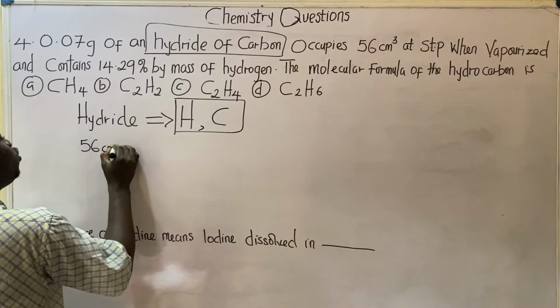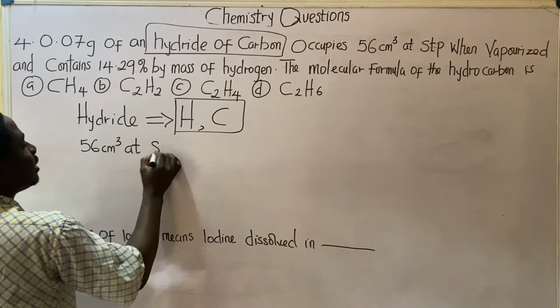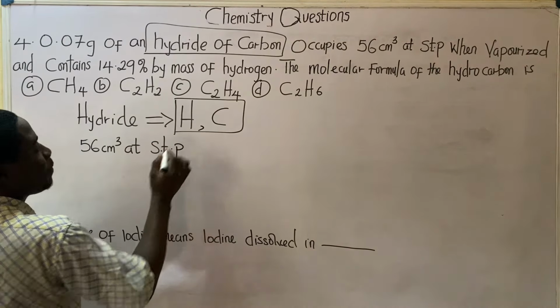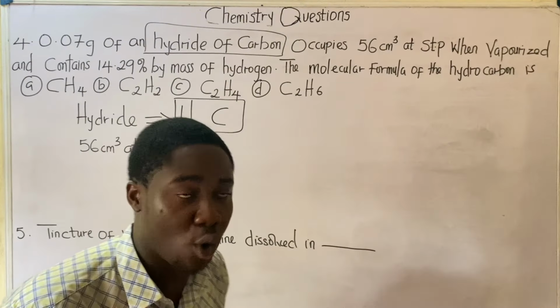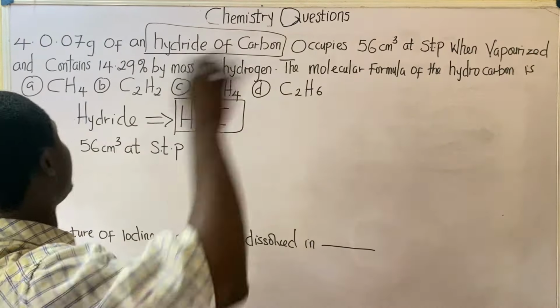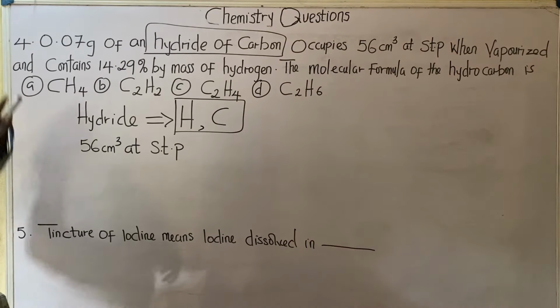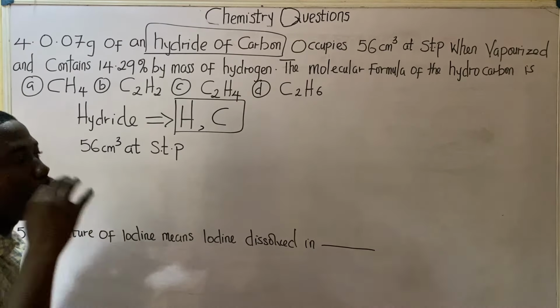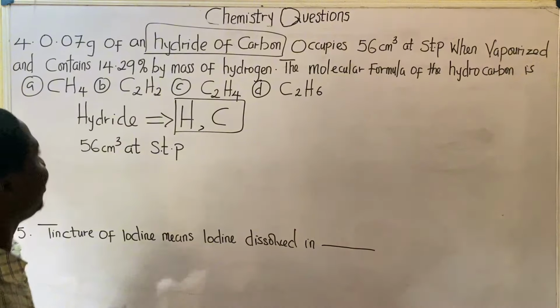56 cm cube at what? STP. At what? STP means standard temperature and pressure. You can see we are still seeing the word STP again. So what do we do? Simple. When vaporized. Let's stop there because I'm seeing another part, and contains, we will get there. When what? Vaporized. Let's just progress.